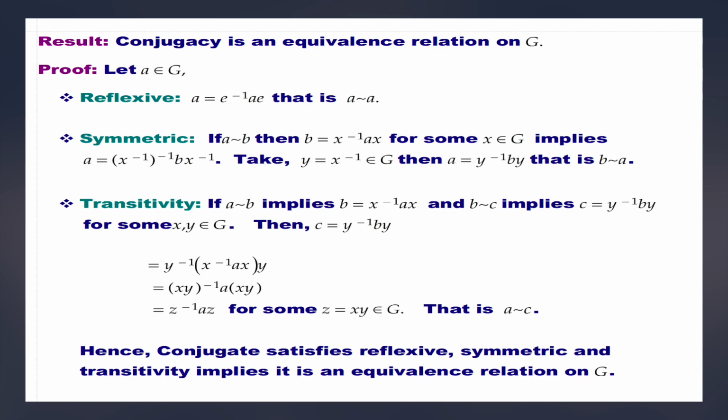The second one is symmetric. To prove symmetric, we have to say that A conjugate to B implies B conjugate to A. Suppose A tilde B, then B can be written as x inverse AX, for some x in G, which implies A is equal to x inverse the whole inverse B x inverse. Let us take y is equal to x inverse in G, then A is equal to y inverse BY. That is, B is conjugate to A, in symbols B tilde A.